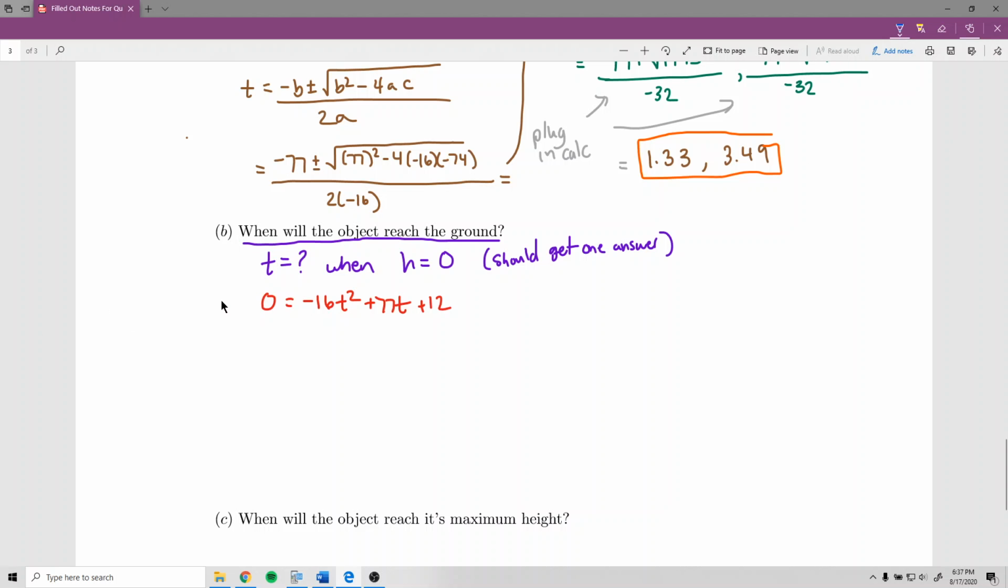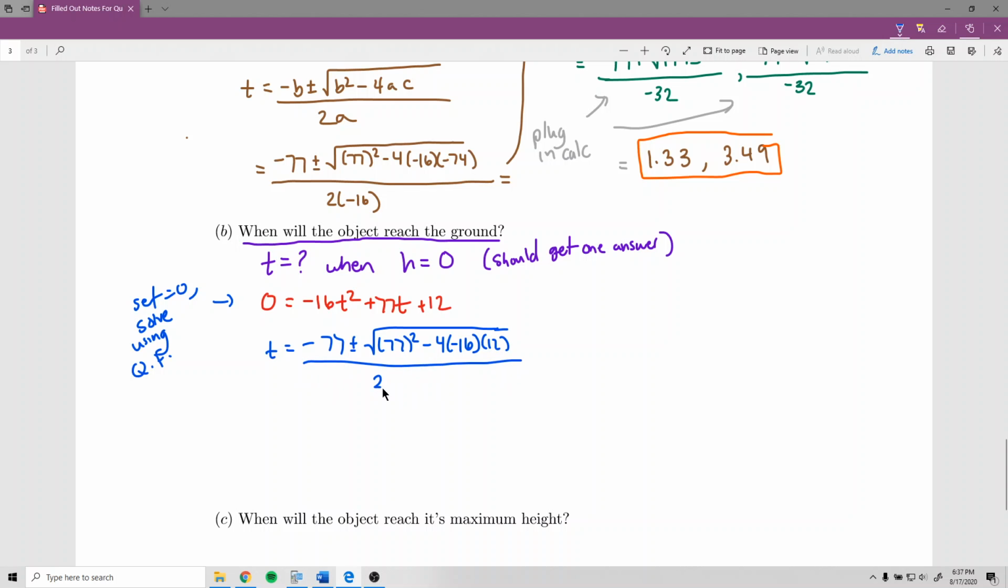Now the nicer thing about this one, it's already set equal to 0. So just solve using the quadratic formula. You can use it right away. We got t equals negative b, b is 77, plus or minus the square root of b squared minus 4 times a, which is negative 16, times c, which is 12, all over 2 times a, which is negative 16.